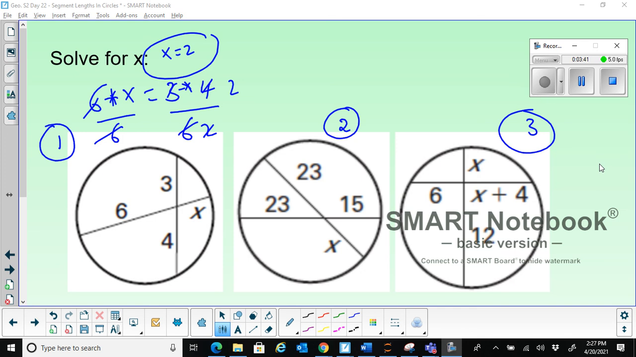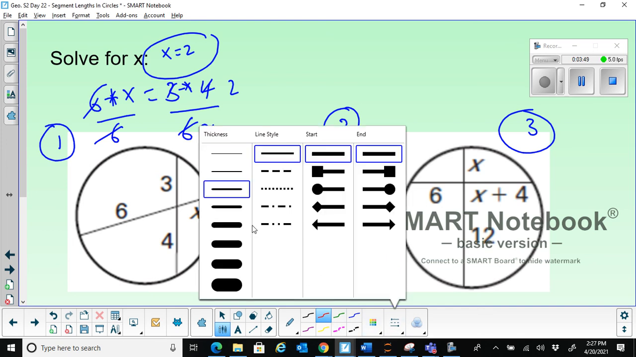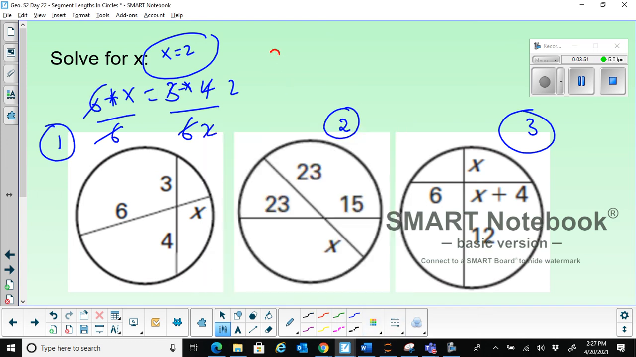Okay, let's go over the solutions for problems 2 and 3. For problem 2, once again we have 23 times x equals 15 times 23 from the previous theorem. Now dividing by 23, I will have x equals 15.